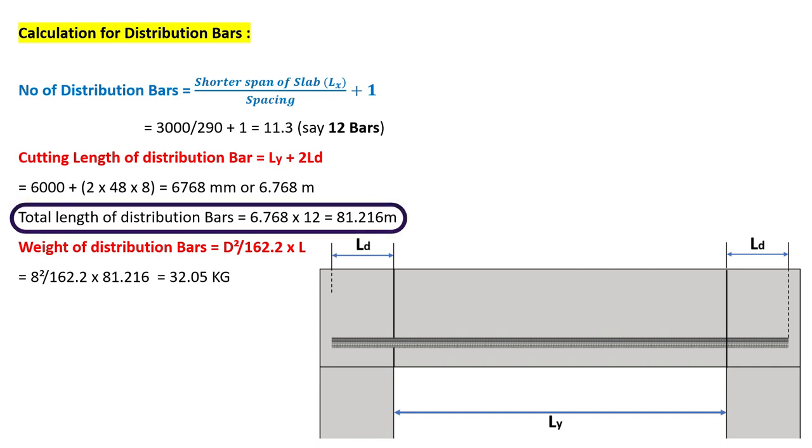Total length of distribution bars will be equal to cutting length of distribution bars into number of bars. Cutting length is already calculated as 6.768 and number of bars is 12. The total will be 81.216 meter.